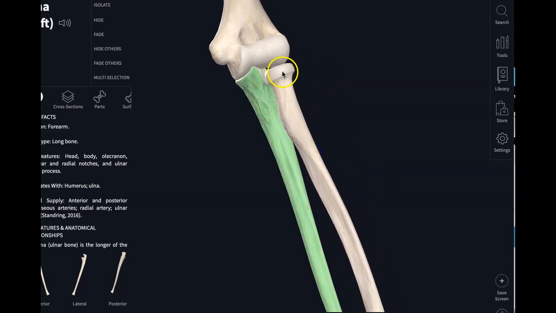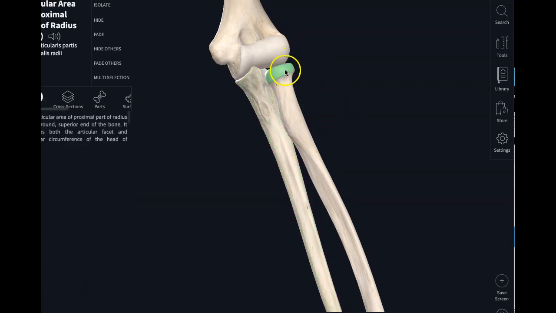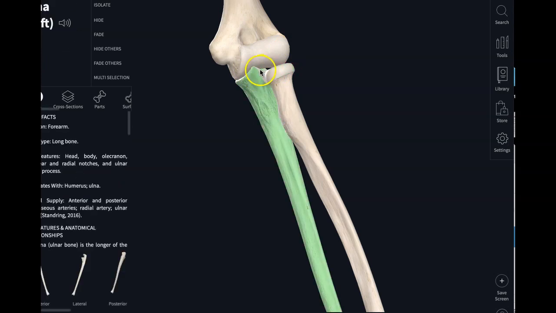So this is the proximal end. Probably figured that out by now. This is the head of the radius. We said the head of the radius is our most lateral bone, and it is articulating with capitulum right here. And the head of the radius is articulating with our ulna at this radial notch of the ulna.